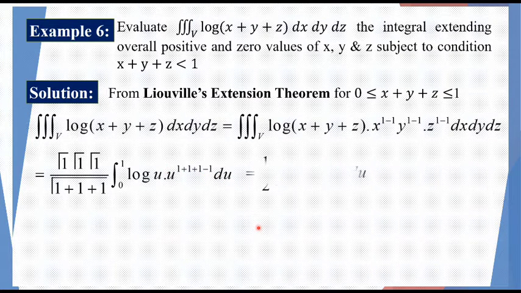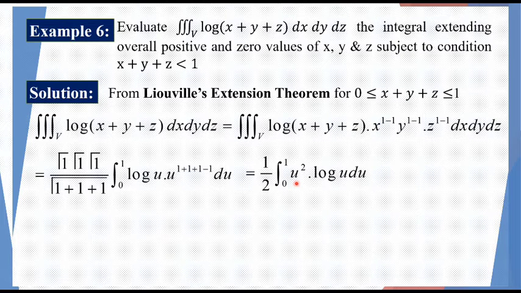So Gamma 1 is always 1 and it is Gamma 3, which can be written as 2 factorial, and 2 factorial is 2. So we can write it as 1 by 2 integral 0 to 1 u square log u du. So now there is a product of two functions, so we can apply integration by parts, and after applying it we can solve this particular integral. By the ILATE rule, log u is taken as first and u square is taken as second.